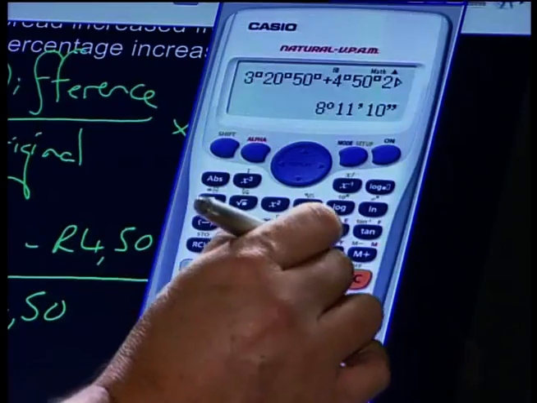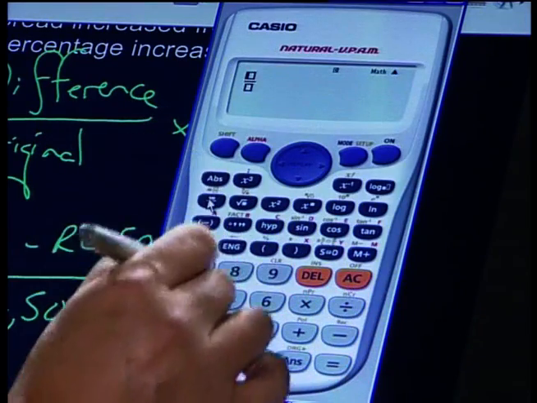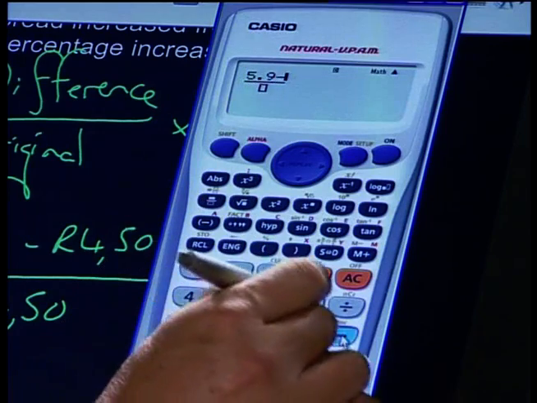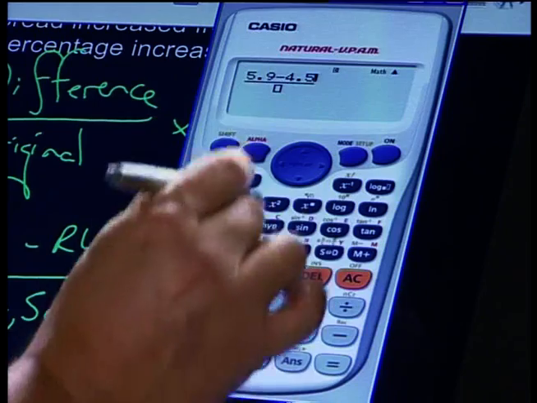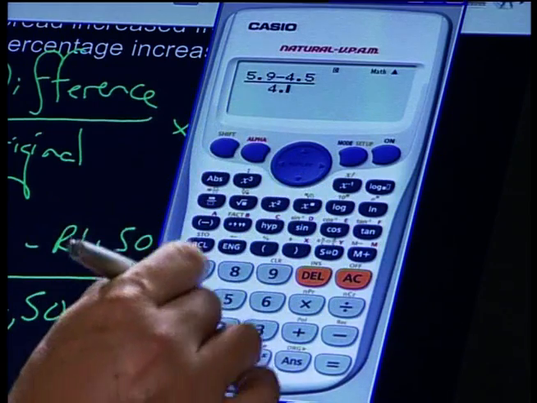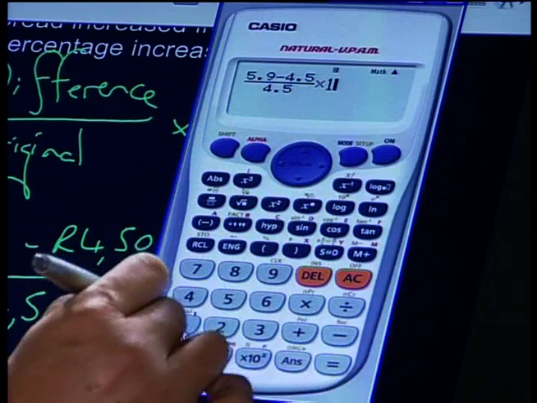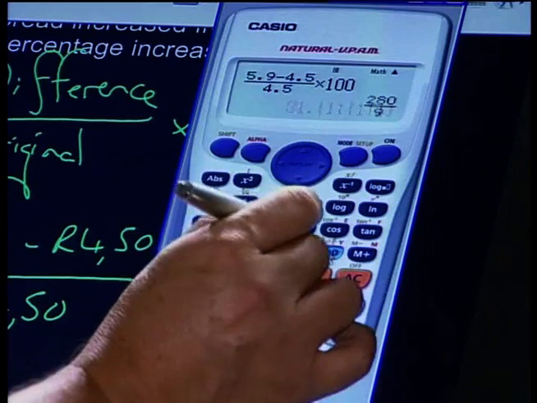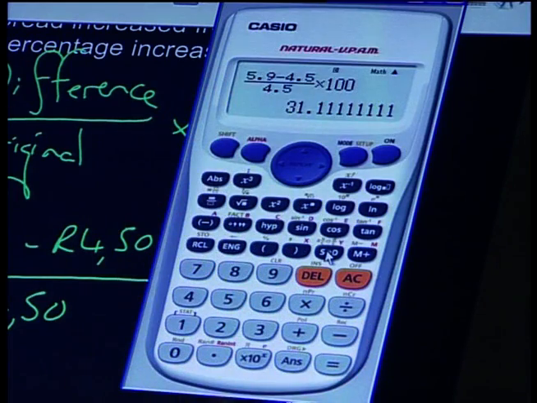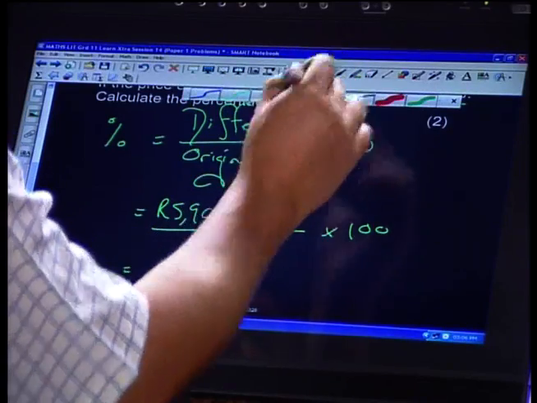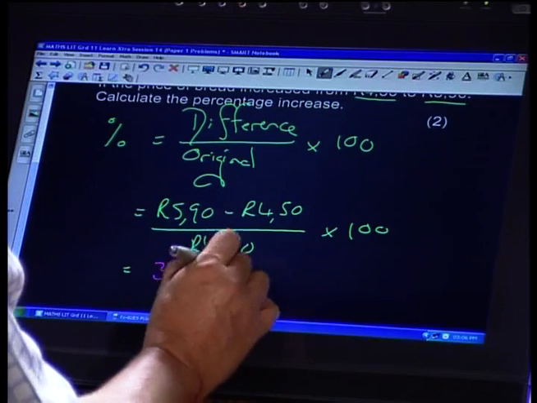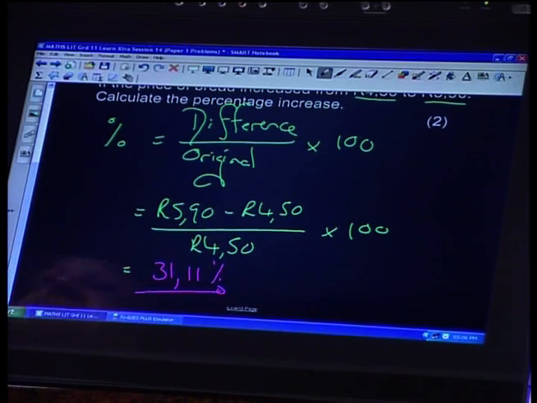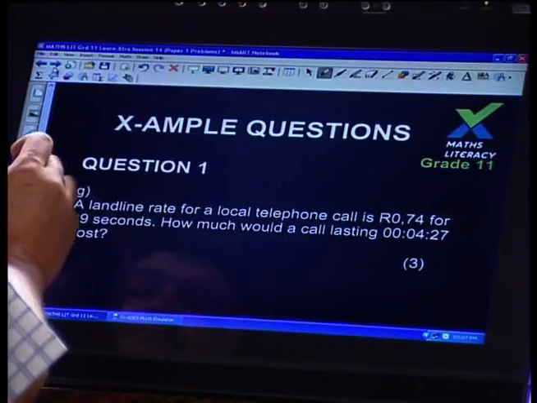Now, guys, again, we let our calculators do the work. So I've got R5.90 minus R4.50 over the original R4.50, and we're going to multiply that then by 100, and we get an answer of 31.11%. Sure, that's a huge increase, eh? Would be nice if that was my salary increase, but unfortunately in this question it was just the increase of the loaf of bread. Okay, going on.